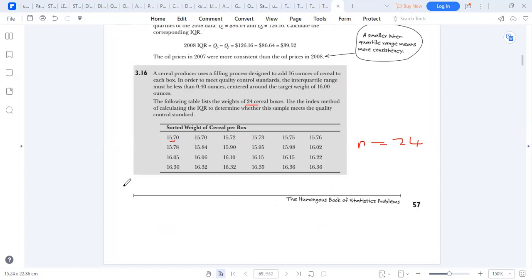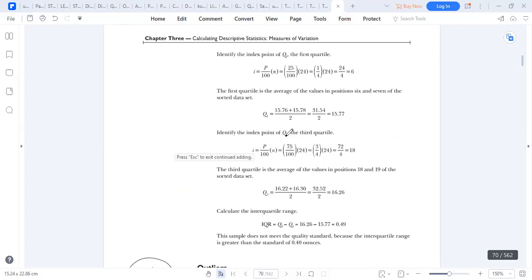So we need to find the first quartile. Who remembers how to find the first quartile? A quarter of what? N. So a quarter of 24 is what? The 6th position. So what do we do if you find a whole number? You get that position and the next number. 6th plus 7th, you divide by 2. So we have 1, 2, 3, 4, 5, 6, and 7. These two, we add them: 15.76 and 15.78 divided by 2. So this is our first quartile.